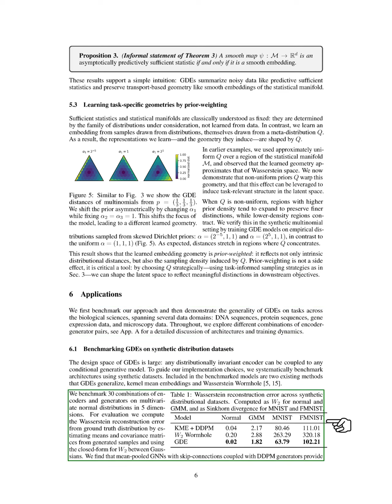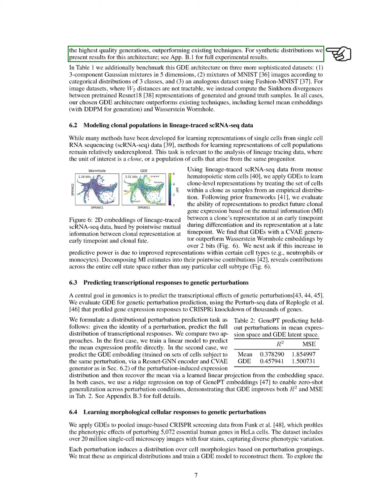We assess 30 combinations of encoders and generators on multivariate normal distributions in 5 dimensions. For evaluation, we calculate the Wasserstein reconstruction error by estimating means and covariance matrices from generated samples and applying the closed form for the Wasserstein distance between Gaussians. We find that mean pooled graph neural networks with skip connections paired with DDPM generators yield the highest quality generations, surpassing existing methods. We present results for this architecture on synthetic distributions, with full experimental results available in the appendix.